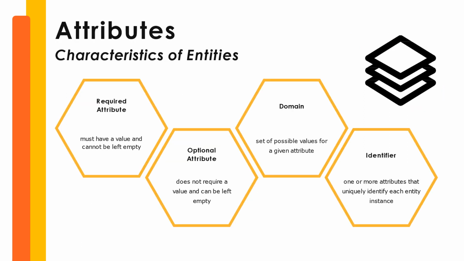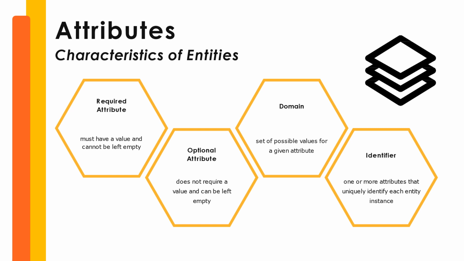Attributes are the characteristics of entities. In other words, these are the things that we would like to know or collect for our entities. An attribute is required when it must have a value and cannot be left empty. An attribute is said to be optional if you do not require it to have a value and it can be left empty. The domain is the set of possible values for a given attribute.